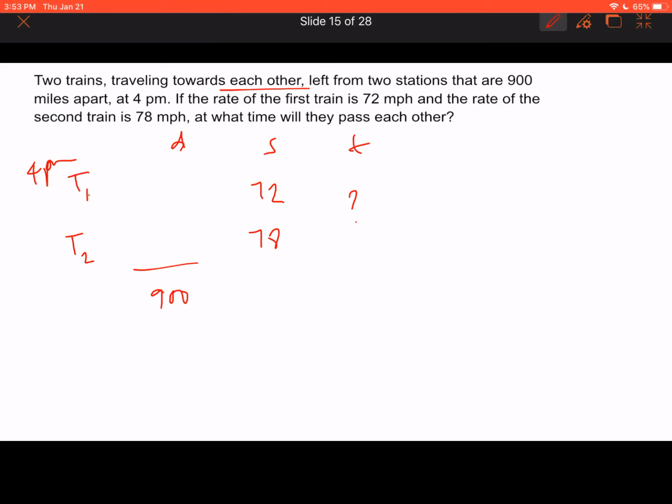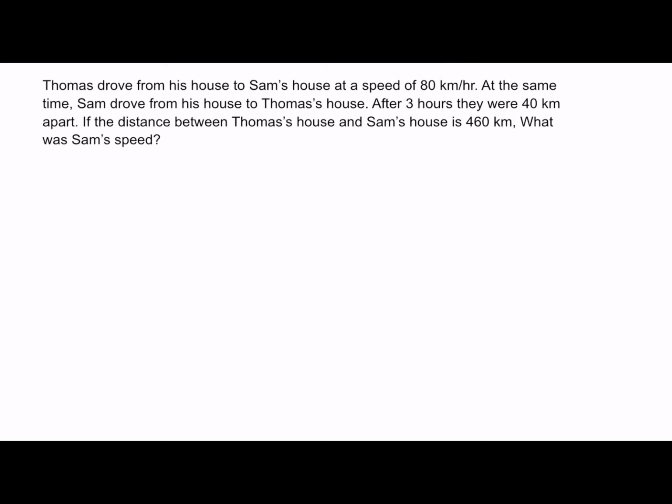So what is T? Okay, so it's 4 p.m. and is there any other clue? Okay, we don't want, right? 72T plus 78T, which is equal to 900. So T is equal to 6 hours. 6 hours. Okay, so this is also a simple problem. We'll move on to the next one.